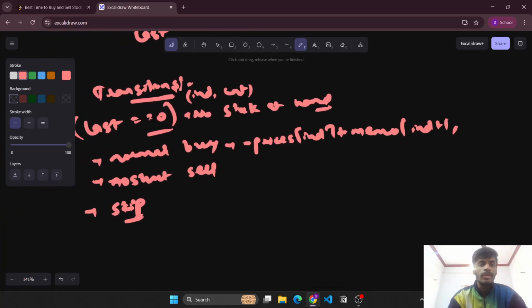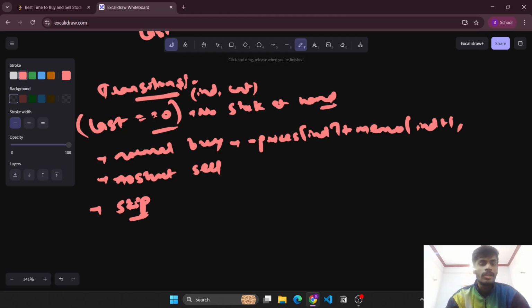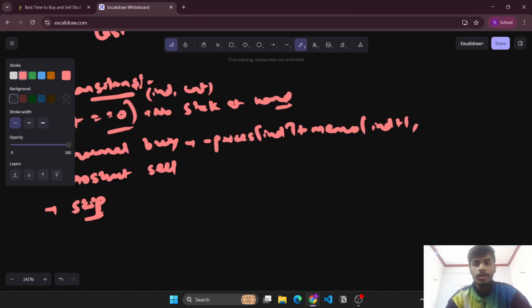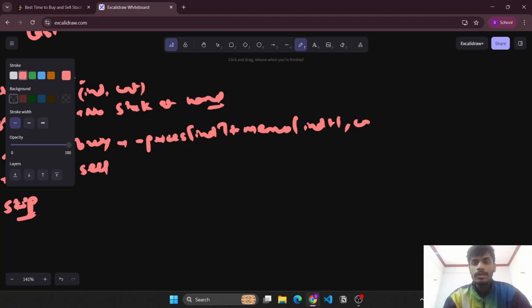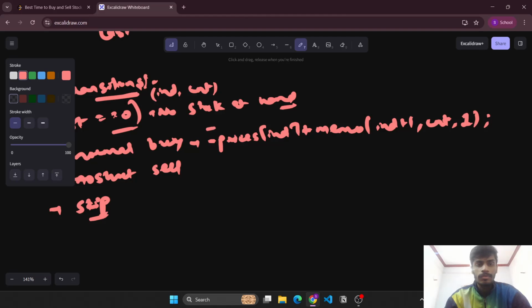Count will only change when the transaction is ending. Here it is the first step of the transaction, so the count will remain the same, and this last will be changing to 1. So this is what the profit at this step will be.